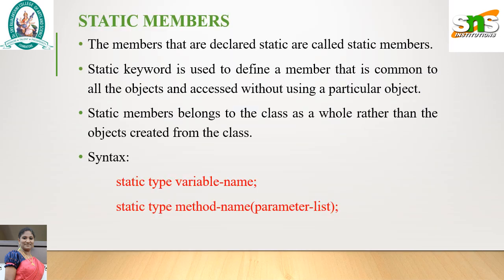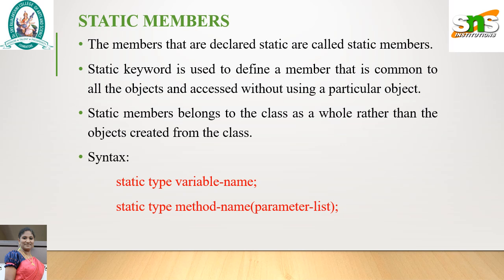Next, we move on to static members. Static means that throughout the execution of the program, the values of those members do not change. It is also known as a constant. Normal variables can change their values at any point of the execution, but for static members, throughout the execution of the program, the value does not change. For defining constant members, the static keyword is used to define a member that is common to all the objects and accessed without using a particular object.